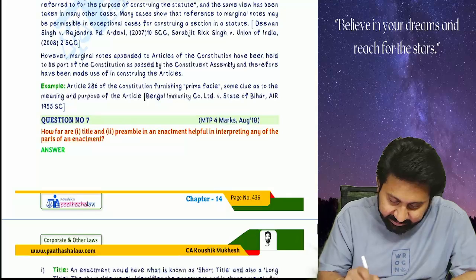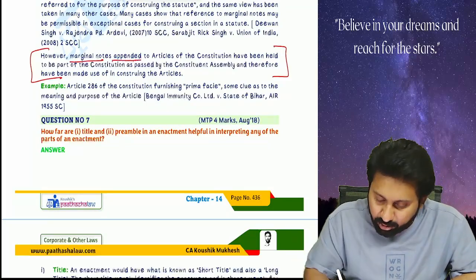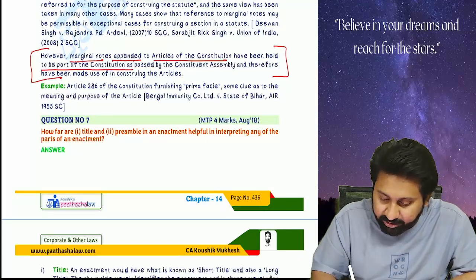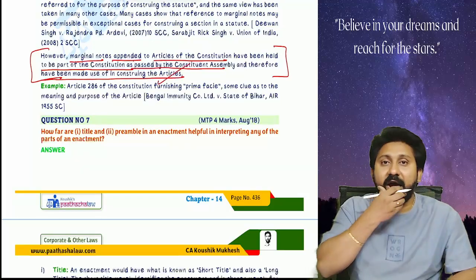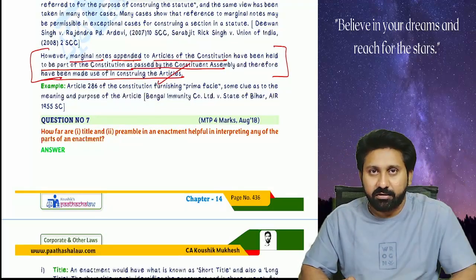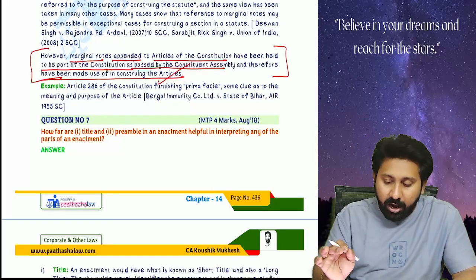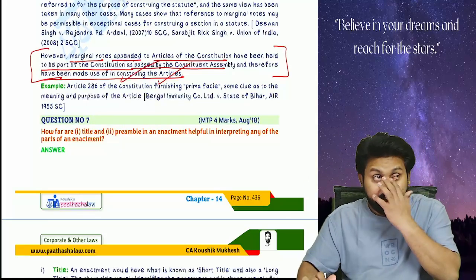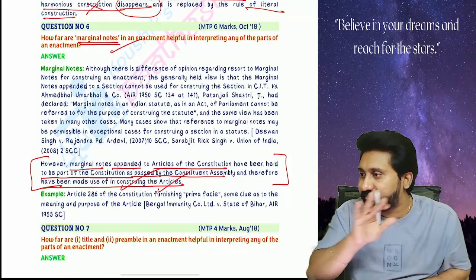So first read this. Marginal notes appended, meaning added, to the articles of the constitution have been held to be part of the constitution as passed by the constituent assembly, and therefore have been made use of for construing the articles. In simple sense, we have to understand marginal notes to the articles, like article number 370. Marginal notes to the articles of the constitution are treated as a part of that act and are used for interpretation of those articles. In regard to all other acts, marginal notes are never treated as a part of the act itself.